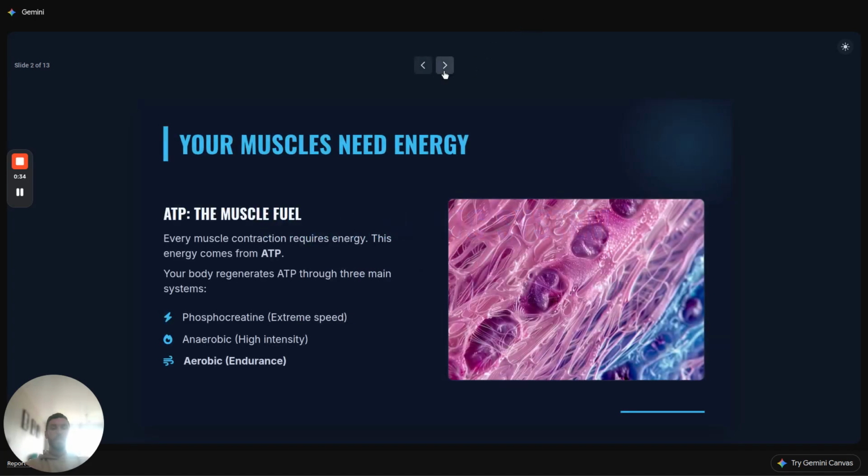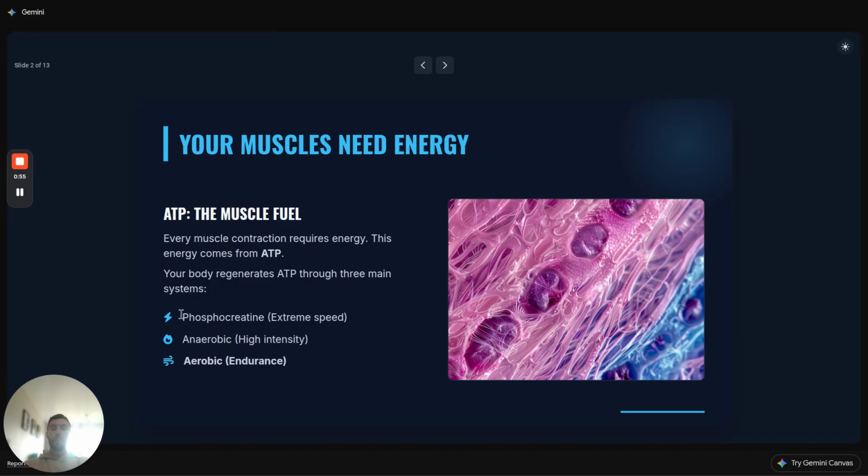Your muscles need energy. Every time your muscles contract, they need energy. And that energy comes from a molecule called ATP. Now, think of ATP as the form of energy your muscles can actually use. The problem is that you don't have a huge amount of ATP stored in your muscles. So your body's constantly breaking it down and then rebuilding it. And it has different ways of doing that.